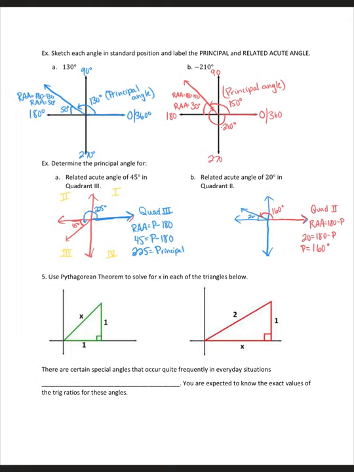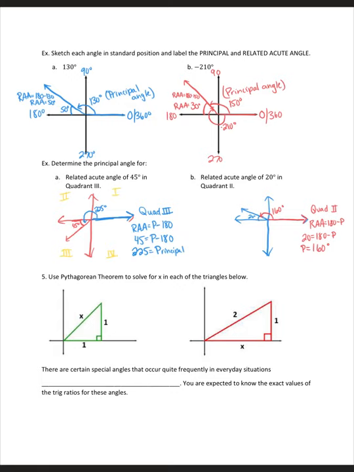Okay, so here's the solution to that. If we draw the 20 degrees in quadrant 2, then we know that our related acute angle in quadrant 2 is 180 minus that principal. So if we plug that information in, we can determine that our principal is 160 degrees. You can probably start to look at these and see, okay, if my related acute angle is 20 degrees, then that whole angle there is going to be 160, because 160 plus 20 is going to equal the 180, which represents half of that Cartesian plane.